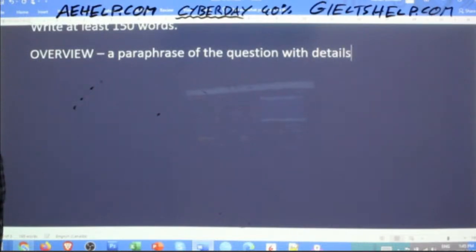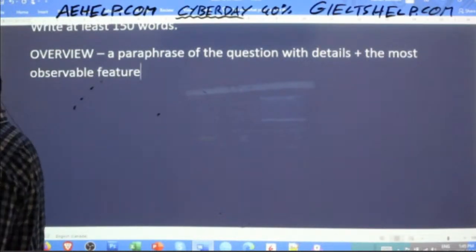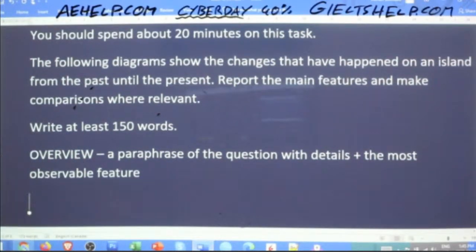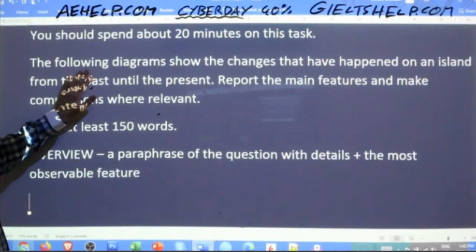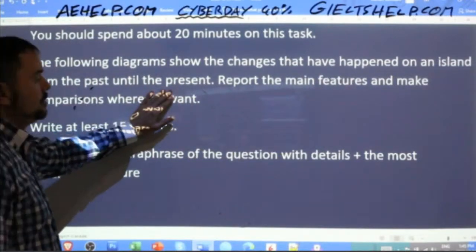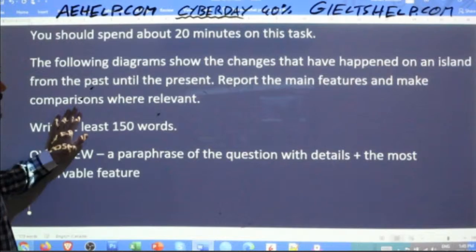Okay, overview is a detailed paraphrase or a paraphrase of the question with details, as I always say, plus the most observable feature. Okay, so let's do this. Now, you should be able to do this from memory, okay? The diagrams or the maps aren't that complicated. The following diagrams show the changes that have happened on an island from the past until the present, report the main features, and make comparisons where relevant.